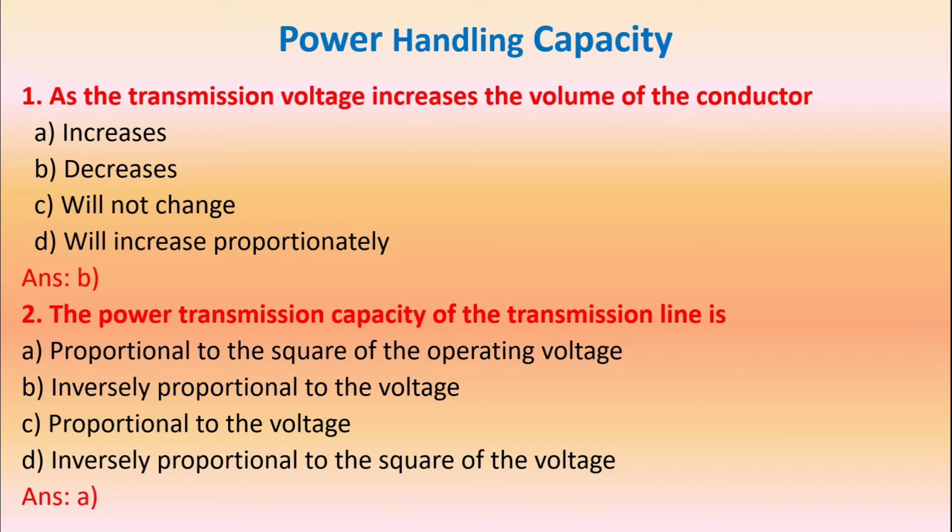The answer is A, proportional to square of the operating voltage, as the equation of power transmission is E square by X into sine delta, where E is the voltage, X is the reactance of transmission line, and delta is the phase angle between sending end voltage and receiving end voltage. By keeping the sine delta and X constant, the power transmission is proportional to the square of the operating voltage.